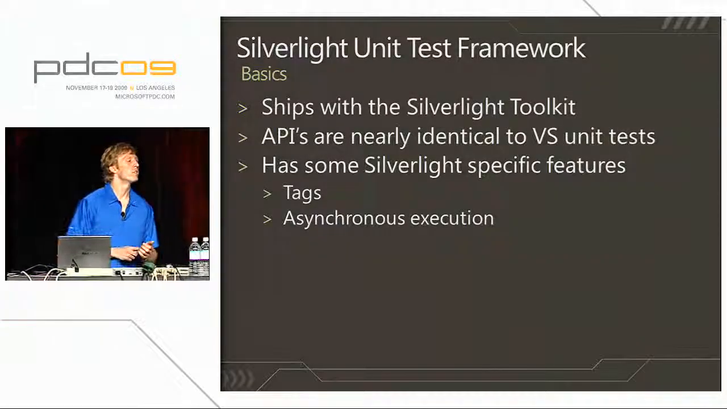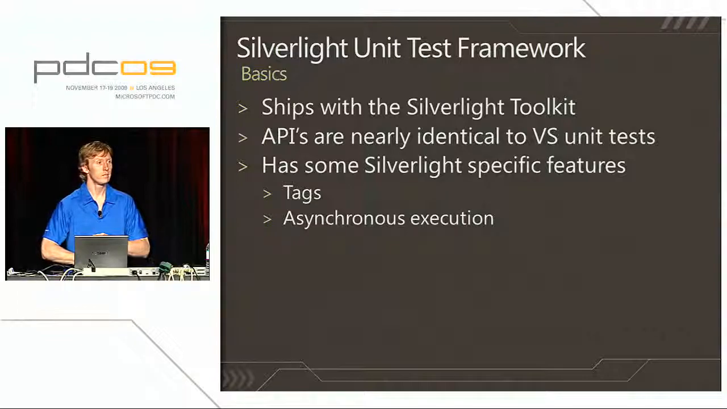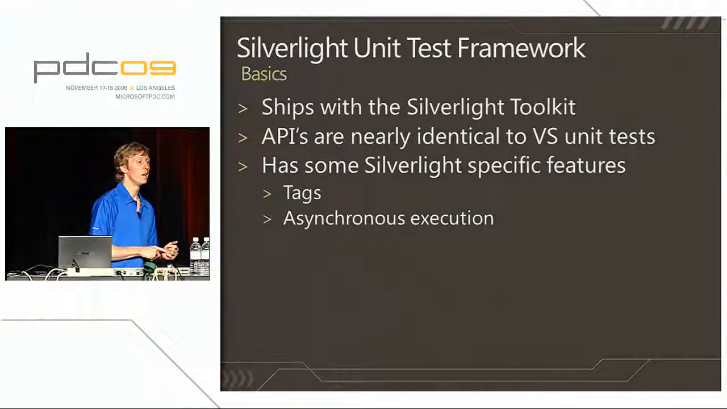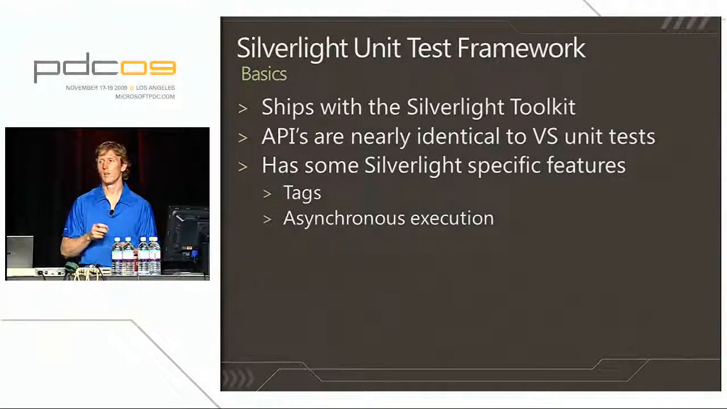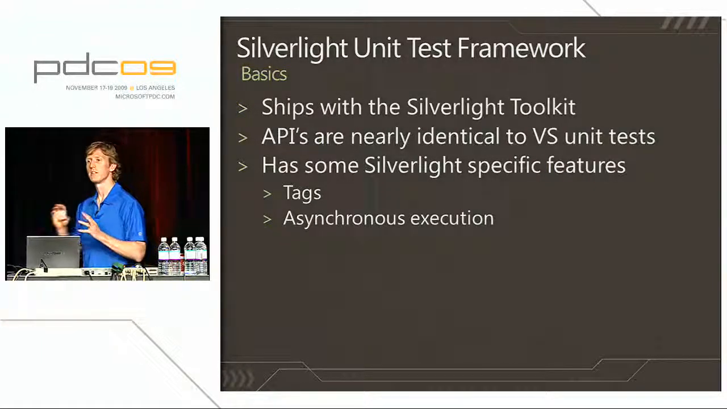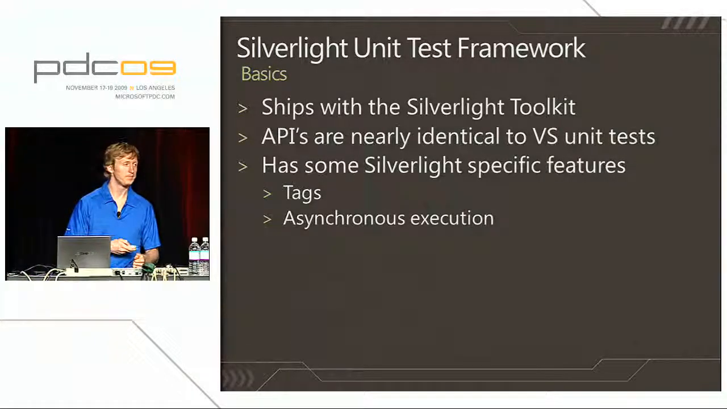Real quick, so the Silverlight unit test framework, a couple of notes. It ships with the Silverlight toolkit. There's a lot of cool things in the Silverlight toolkit if you haven't gone and taken a look at that. Its APIs, as we saw, were nearly identical to VS unit tests. Now, there are actually a couple differences. One is tags. Tags is the way to actually filter tests at runtime. And the other thing is this asynchronous execution, which we looked at already.